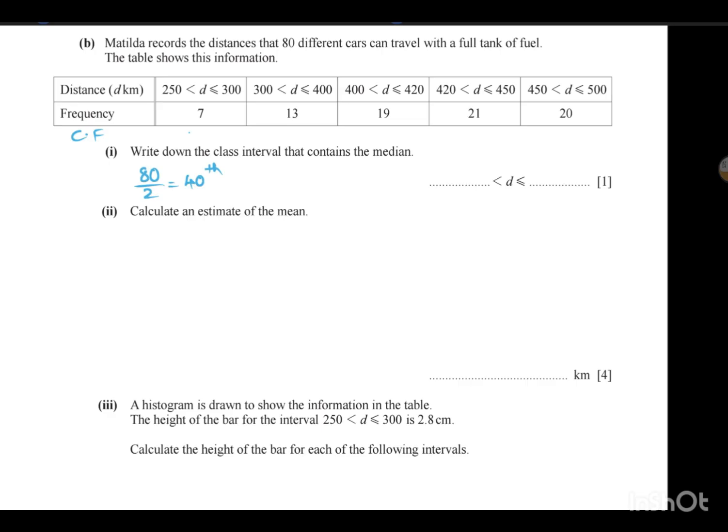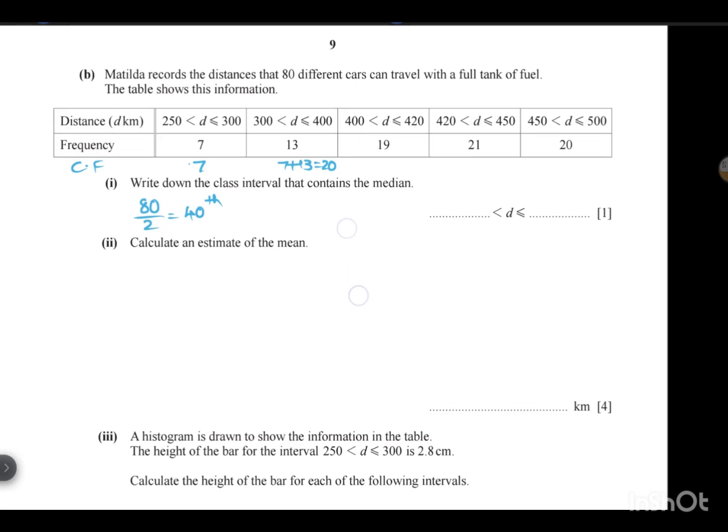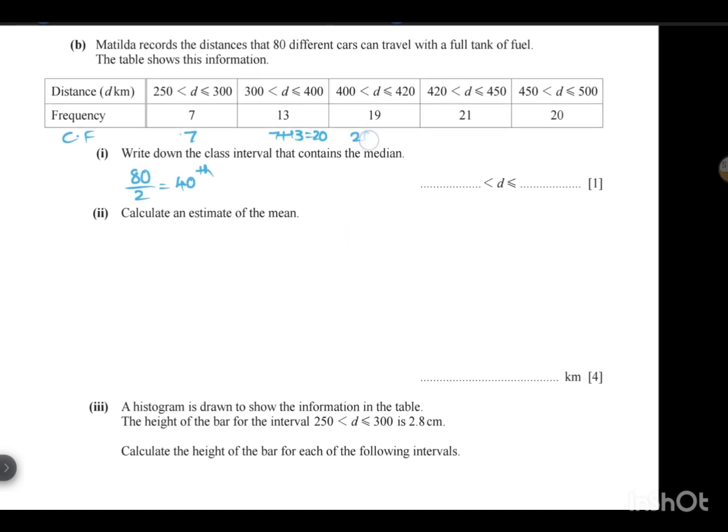Cumulative frequency will be, this is 7, then 7 plus 13, that is 20, and 20 plus 19, that is 39. Then still the 40th observation is not there. Next, 39 plus 21 will be 60. So the 40th observation lies in this class, 420 to 450. So write down that. Question number 1 is done.